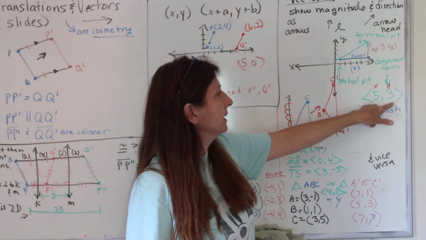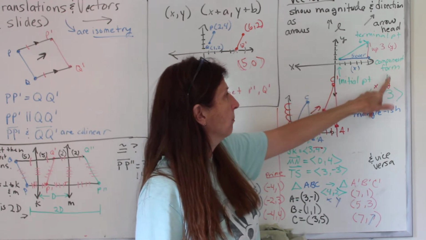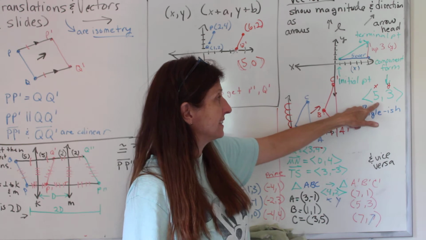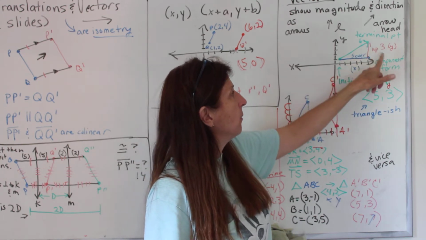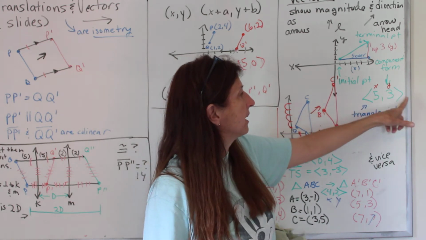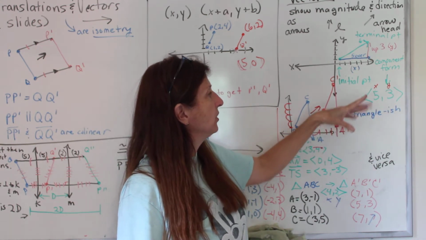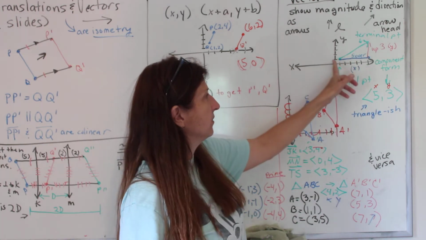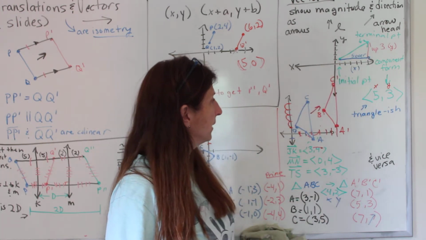How you write it in what's called component form is you write how many you go over first, that's the x, how much you go up second, that's the y, and you make triangle looking brackets to show that these are the components of a vector. That this is a vector that goes over 5 up 3.